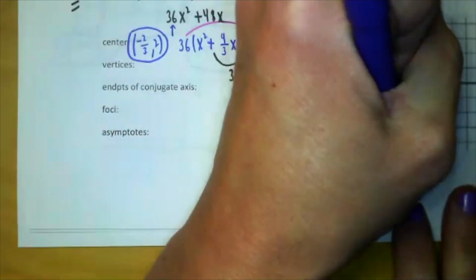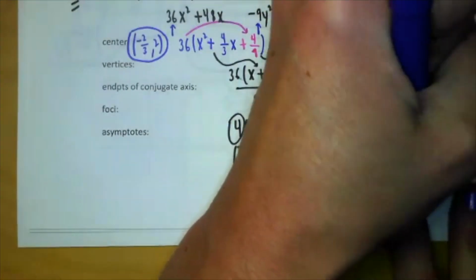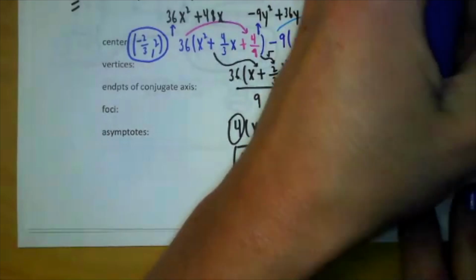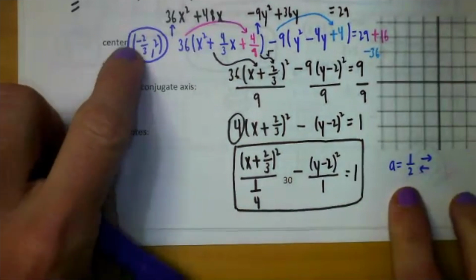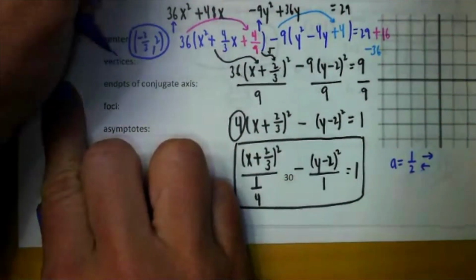A is the square root of 1/4, so that's only a half. You're going in the positive and negative direction sideways, 1/2 from the center to get to those vertices. If I add or subtract a half from that x, I'm just going to write what we get here so it'll be easier to graph.